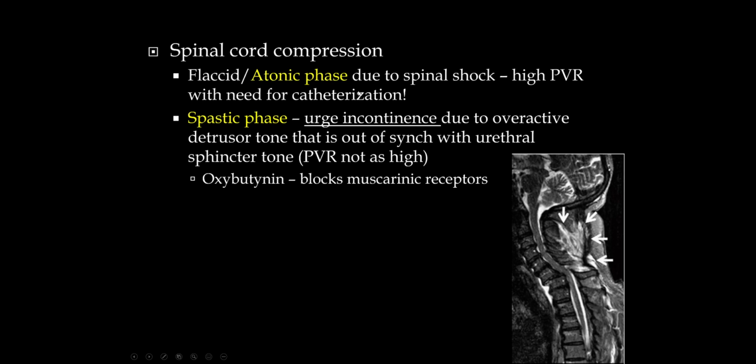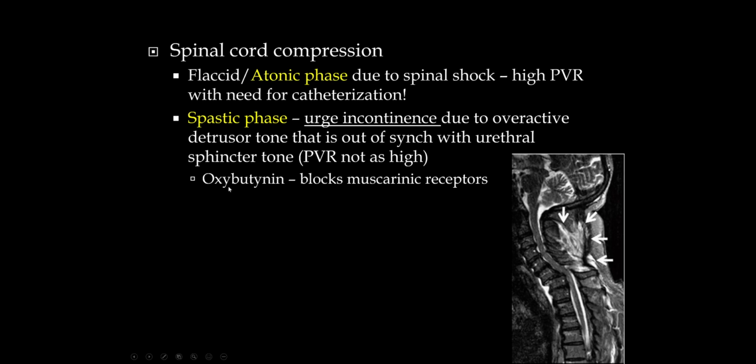Over time, we go from the atonic phase to the spastic phase, where now we do have an overactive parasympathetic tone going out to the bladder, so it contracts, but it's not in sync with the urethral sphincters. So these patients have an urge incontinence, they're leaking urine, they can't empty their bladder fully, but they don't have the very high post-void residual, because in this case we do have contraction of the detrusor muscle.